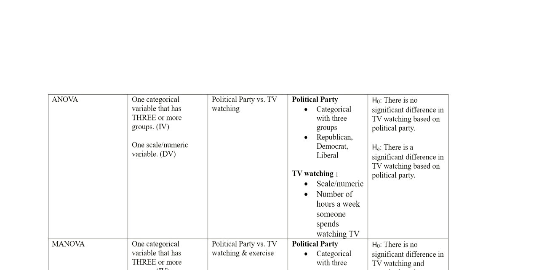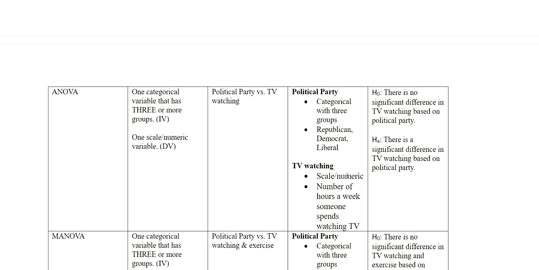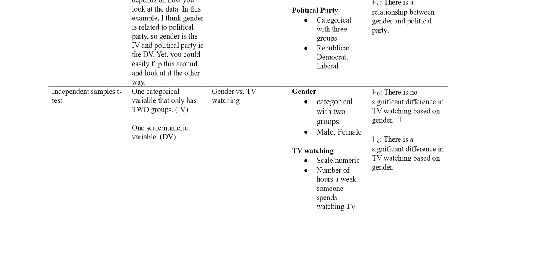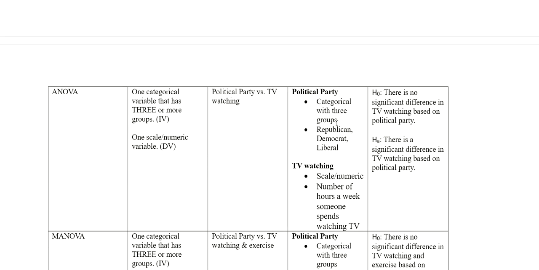So for this example, like I said, political party is a categorical variable with three groups, Republican, Democrat, Liberal, where TV watching is our scale numeric variable that includes the number of hours a week someone spends watching TV. Our null hypothesis is that there is no significant difference in TV watching based on political party. And our alternative is that there is a significant difference in TV watching based on political party. So those hypotheses are very similar to the independent samples t-test. Like I said, the only difference is just in that categorical variable. The independent samples t-test only has two groups and the Anova has three or more.